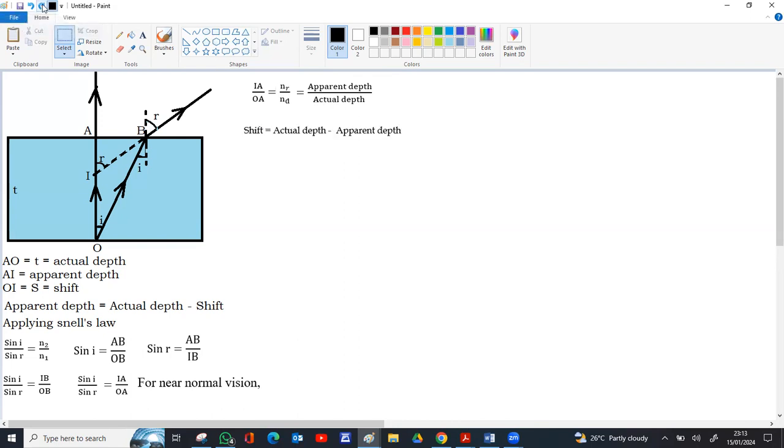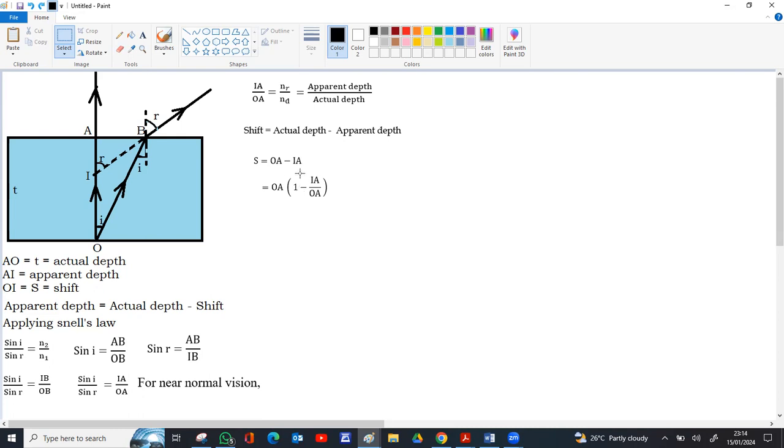For finding the shift, O to I is the actual depth AO minus apparent depth AI. So O to A minus I to A. For a simplified relation, OA you can take out. So multiplying OA up and down with IA into OA by OA, OA will be common. So 1 minus IA by OA, OA goes out common, 1 is left here.